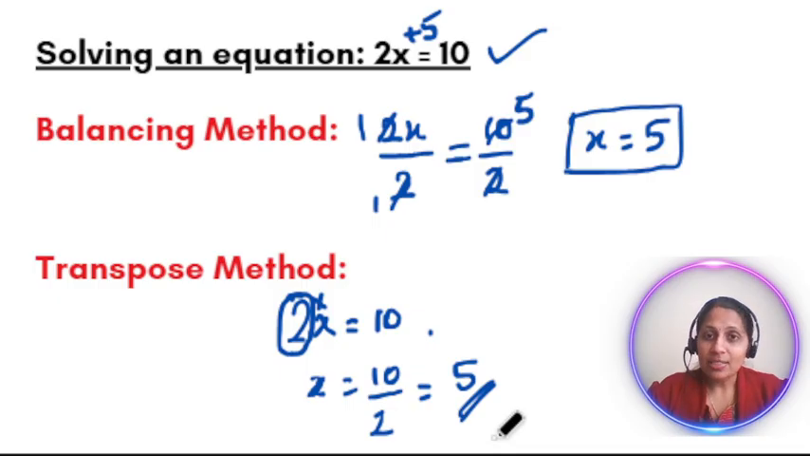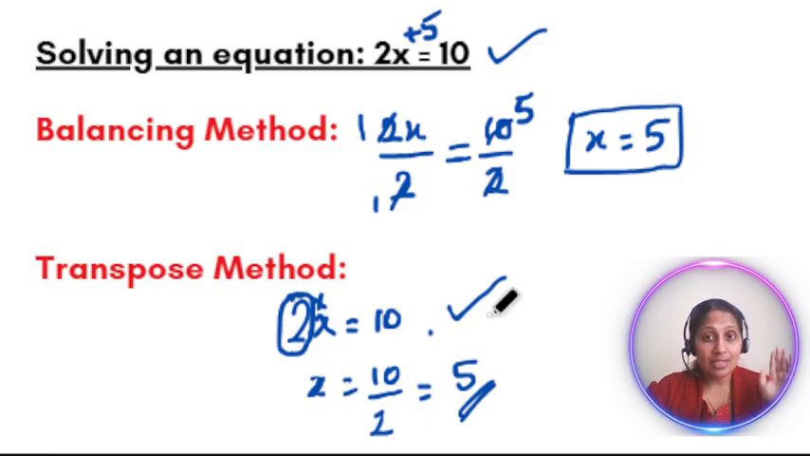So the balancing method is one way to solve your linear equation, and the transpose method is another way to solve your linear equation. The only thing is the transposing method can solve the problem in fewer steps than your balancing method. Simple, right? Now let's summarize the steps one more time quickly.